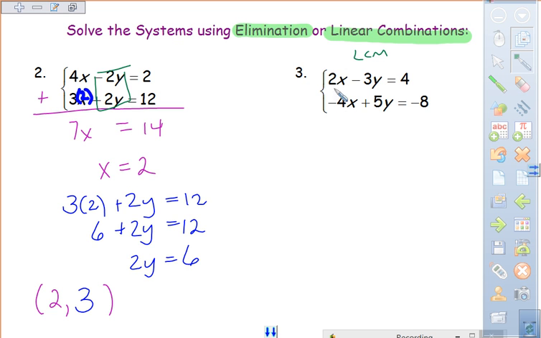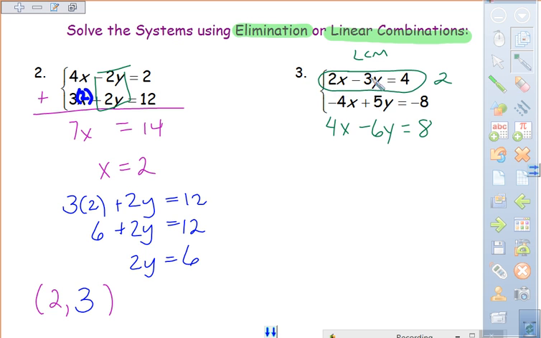So if I multiply the top by 2, I would have 4 and negative 4. To get an LCM in our y's, we would have to multiply the top equation by 5 and the bottom equation by 3, and then our LCM would be negative 15 and positive 15. But that would take more effort. So what we're going to do is multiply this top equation by 2. So our first term changes to 4x. The second term changes to negative 6y equals 8.